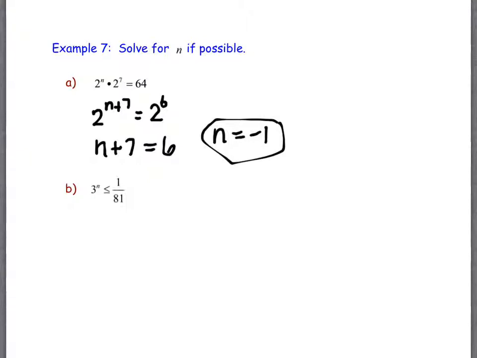The left-hand side already says 3 to the n, so it is simplified. Agreed? The right-hand side, however, does not look like 3 to a power. In fact, it looks like a fraction. So what are we going to do with this?